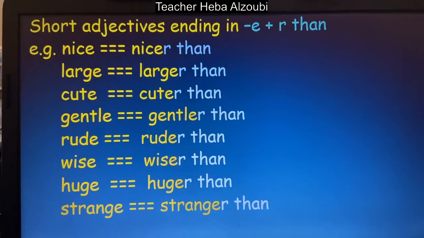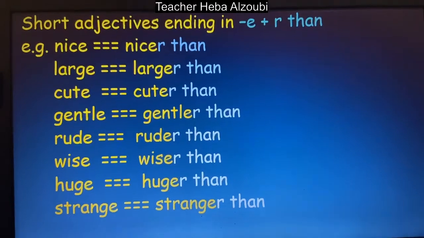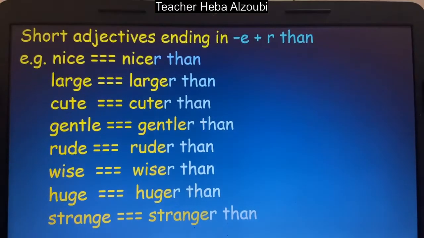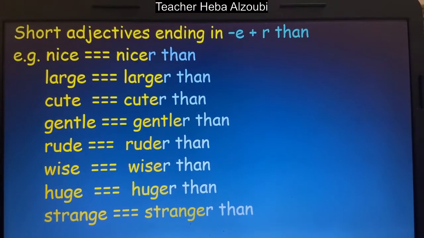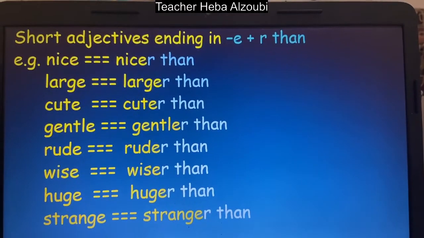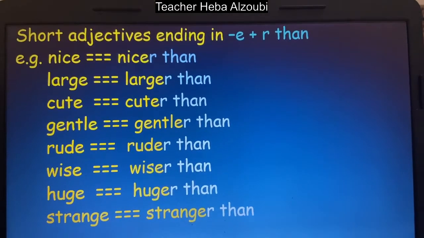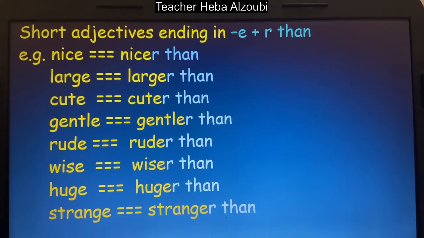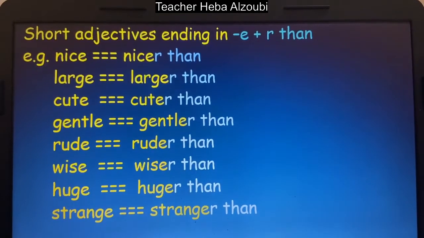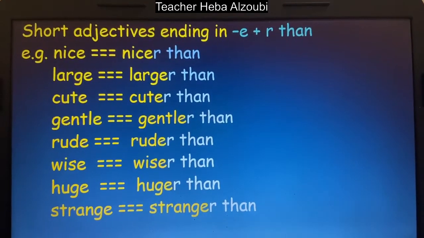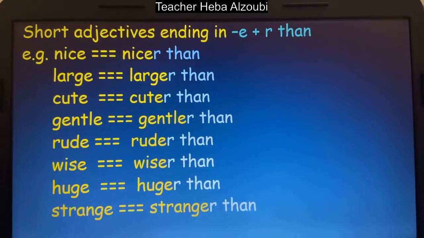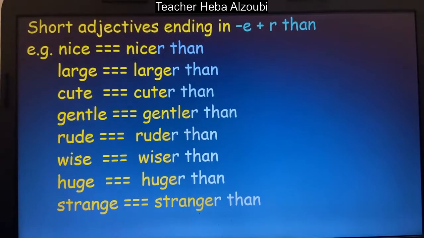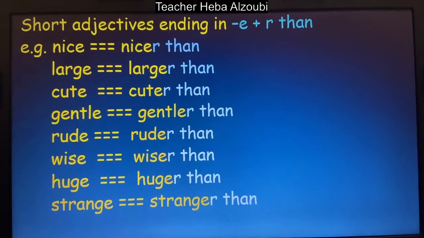So, nice, nicer. These are adjectives that end with the letter E. We only add R, the letter R, to them. So when we have a short adjective ending in E, we only add R plus than. So, nice, nicer than. Large, larger than. Cute, cuter than. Gentle, gentler than. Rude, ruder than. Wise, wiser than. Huge, huger than. Strange, stranger than.